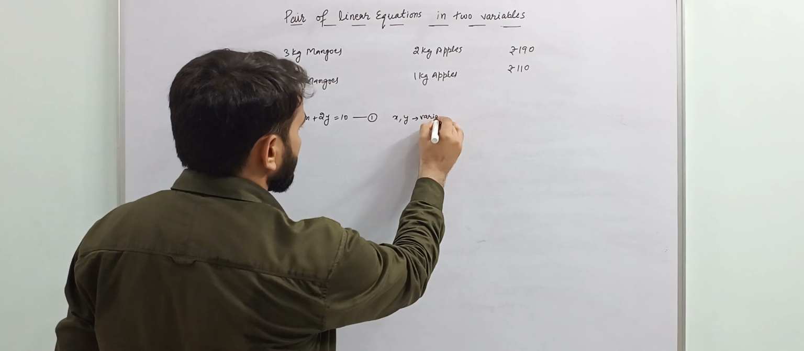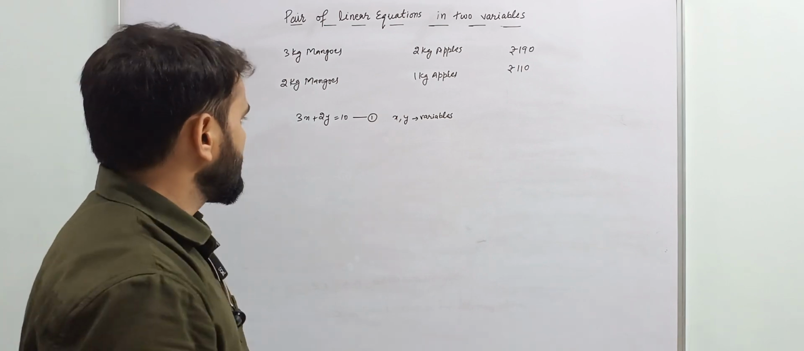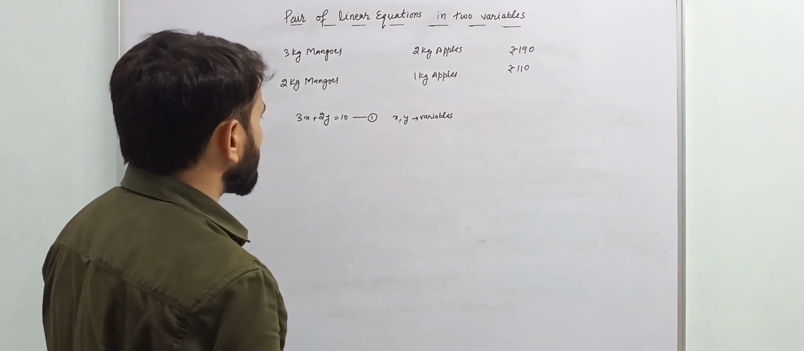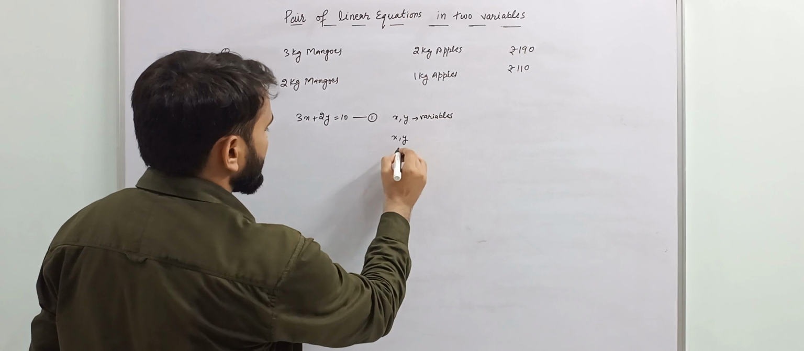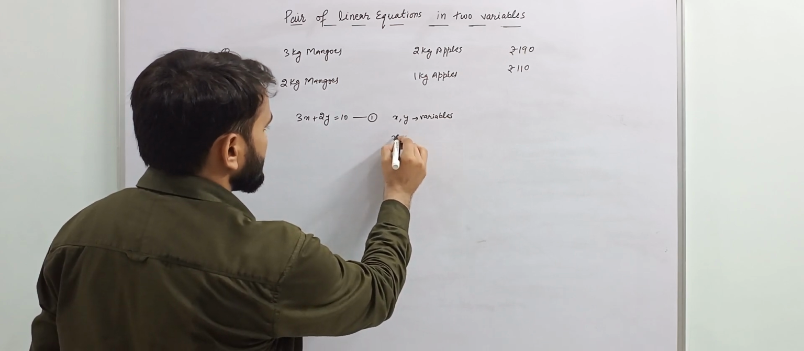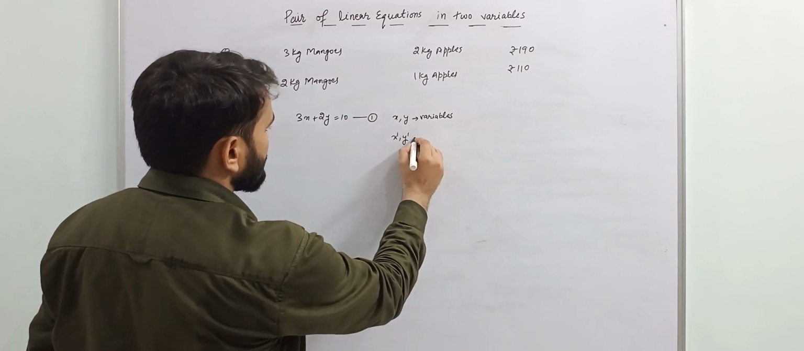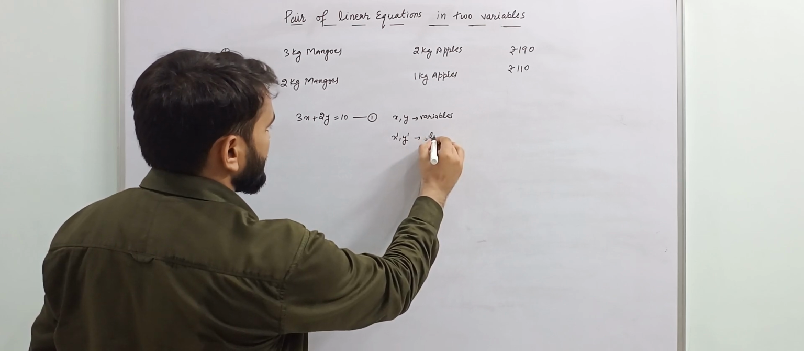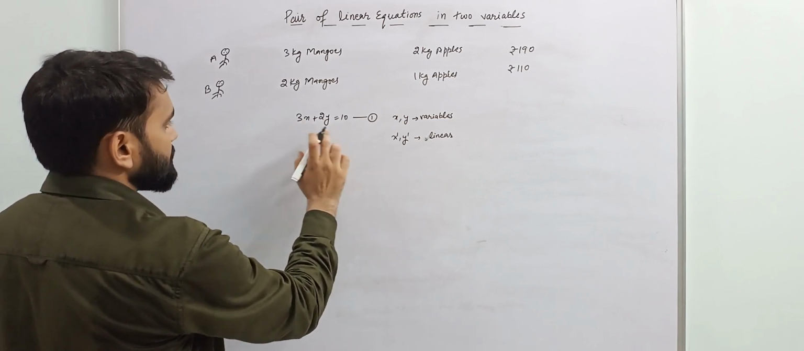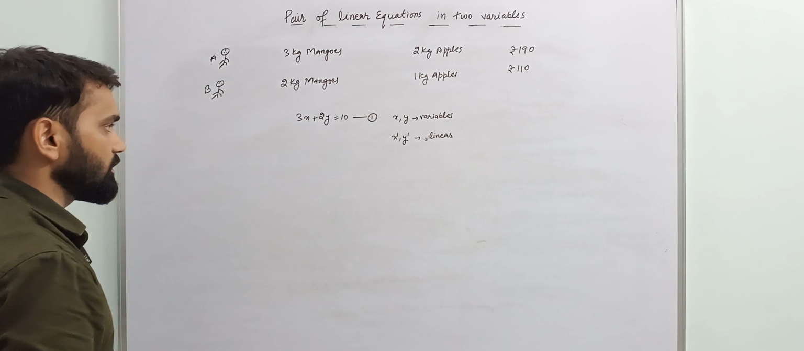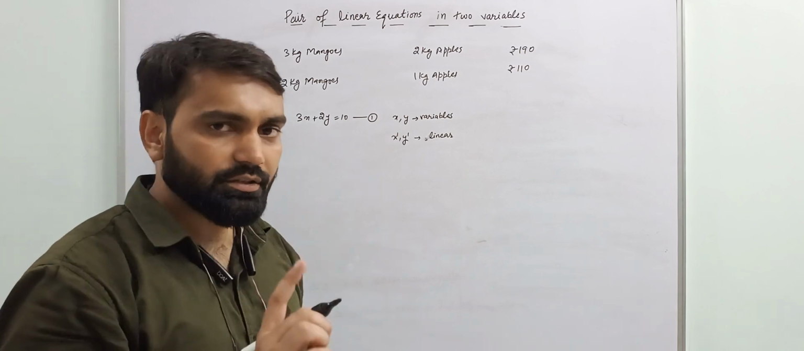x and y are variables. That means the values of x and y may vary from situation to situation. And why is it linear? Because the exponent of x and y is 1. That is, the degree of y and degree of x is 1. So it is called linear. So we say it is a linear equation in two variables, because here there are two variables and the degree of each variable is 1.